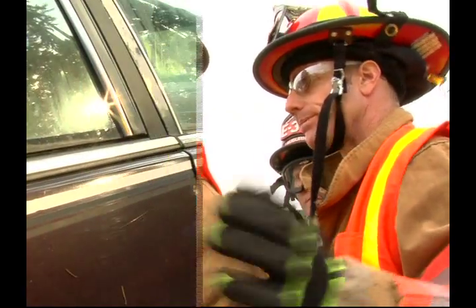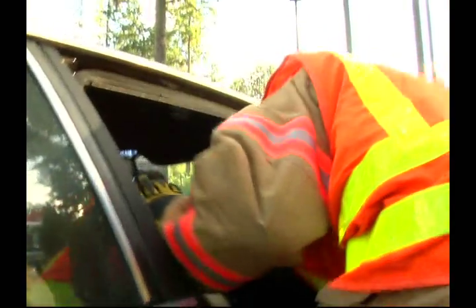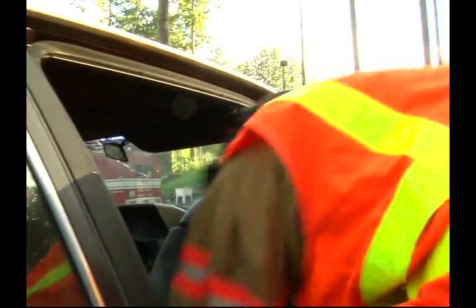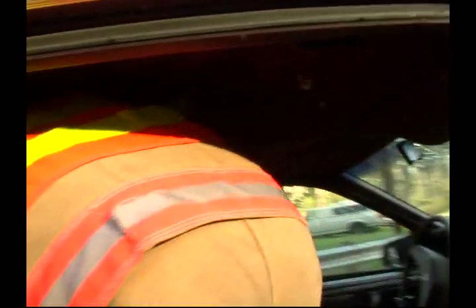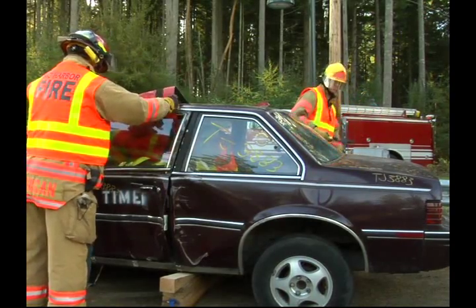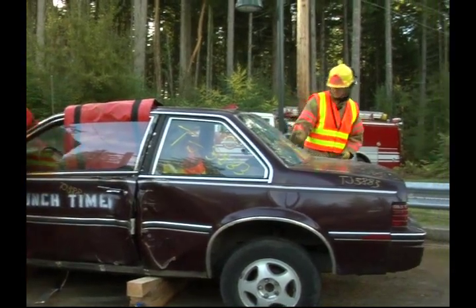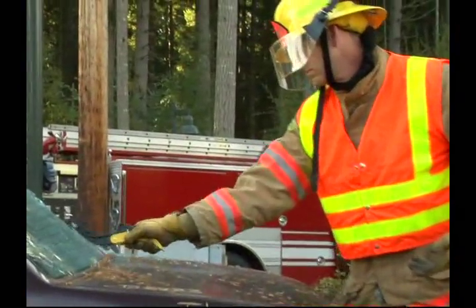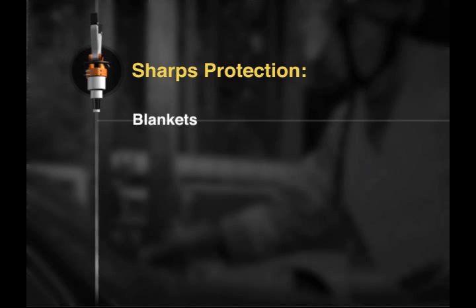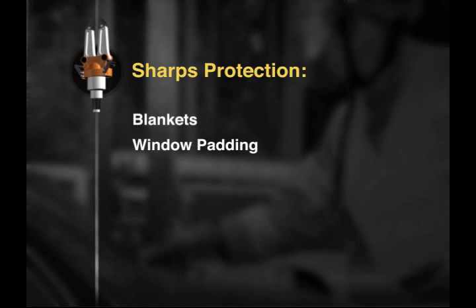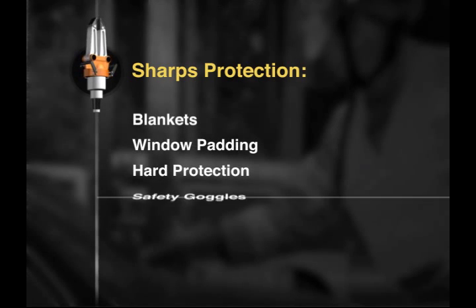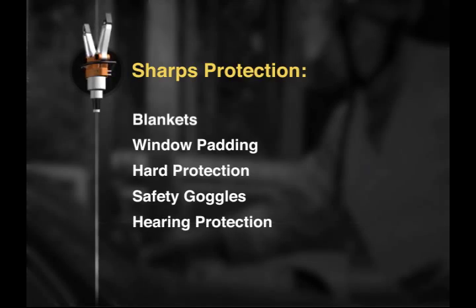Many collisions already provide access points, like broken windows, windshields, or doors that still open normally. If you need to break glass or cut the vehicle near the patient, provide protection to the patient from sharp edges and flying debris. Sharps protection can include blankets, pads on the edges of the windows, hard protection, safety goggles, and hearing protection.